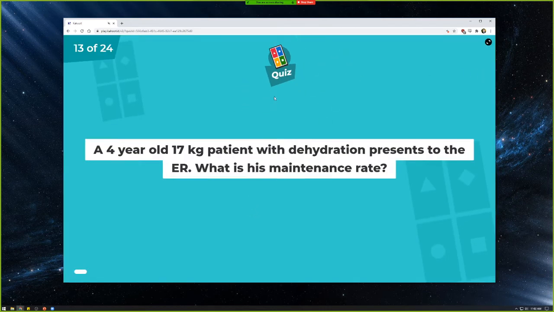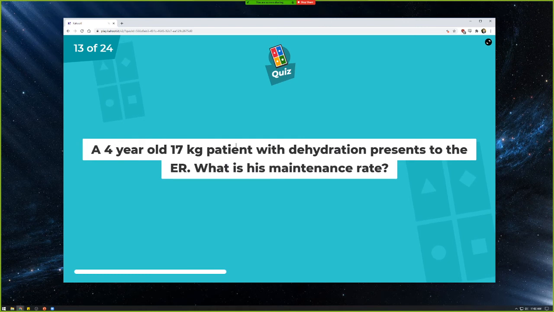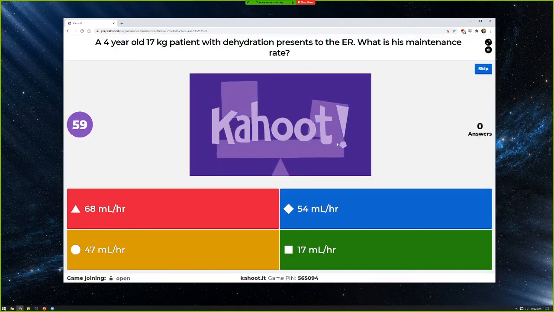All right. So we have a 4-year-old 17-kilogram patient with dehydration presenting to the ER. What's the maintenance rate for their fluids? Again, you should be able to use that 4-2-1 rule in order to determine what that maintenance rate is. I'll even tell you on the test it's a 4-2-1 rule. But you've got to be able to figure out how to do the calculation, right?